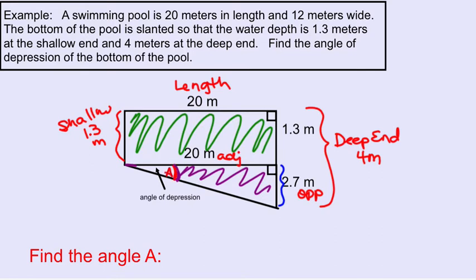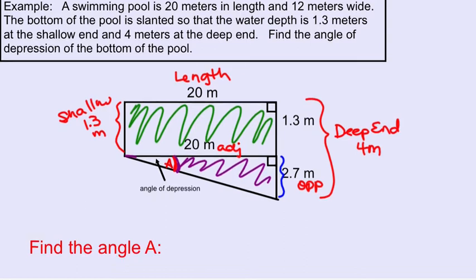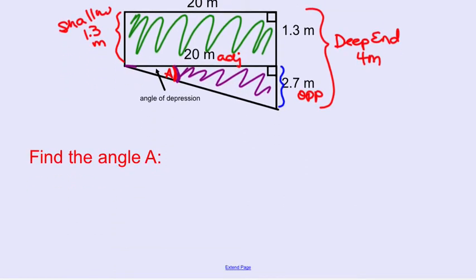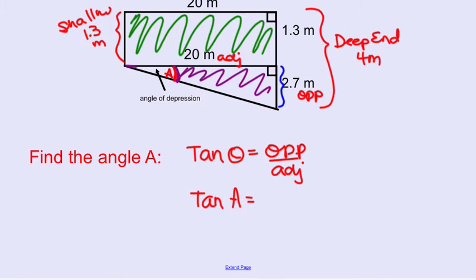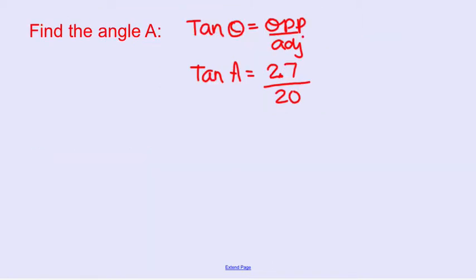And I want to choose the appropriate trig function that works with opposite and adjacent, and that is tangent. So I say the tangent of any angle is found by taking opposite over adjacent. And now I plug in what I know. Tangent of A equals opposite 2.7 divided by adjacent 20. Now to solve for this angle, I have to use inverse trig. I say A equals the tangent inverse of 2.7 divided by 20.